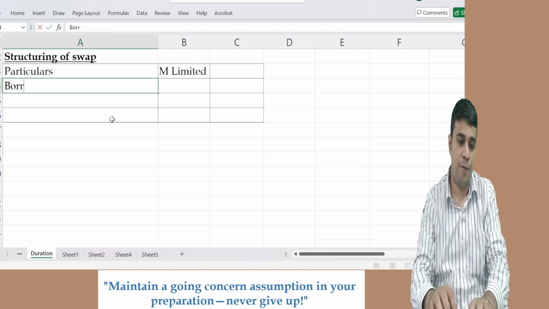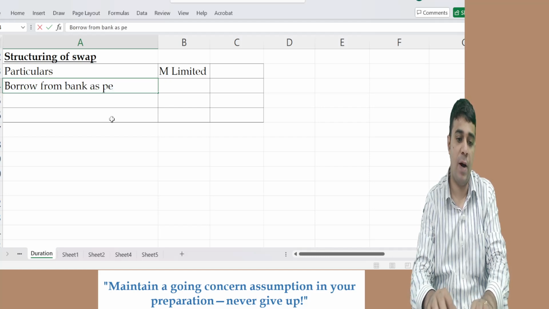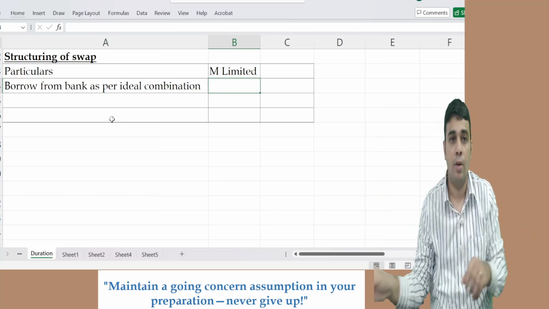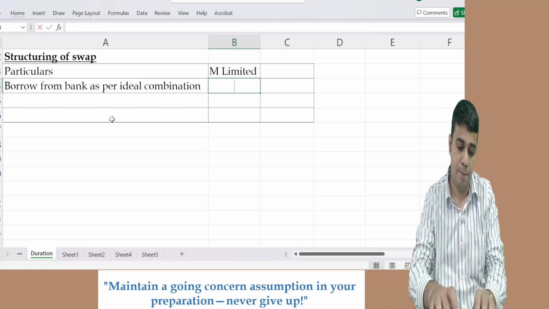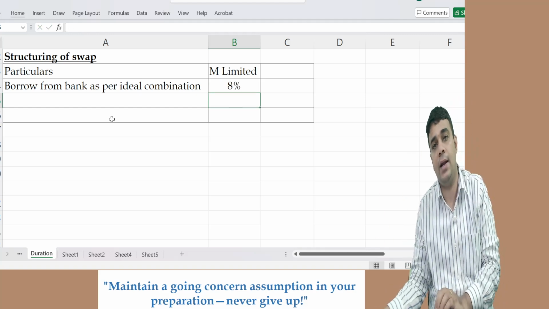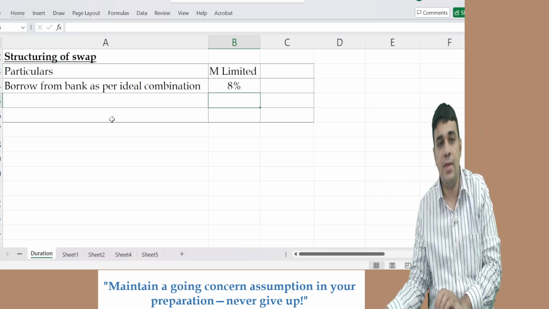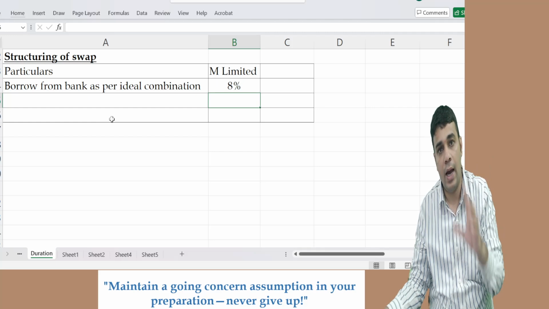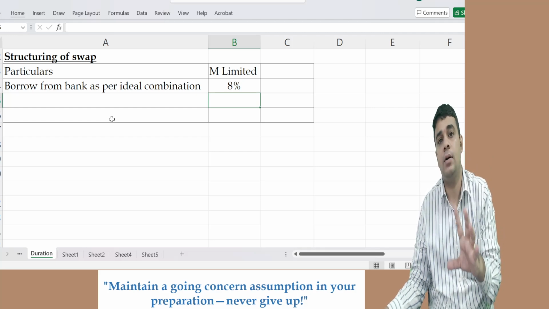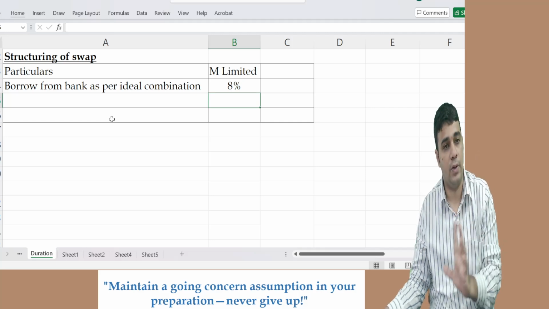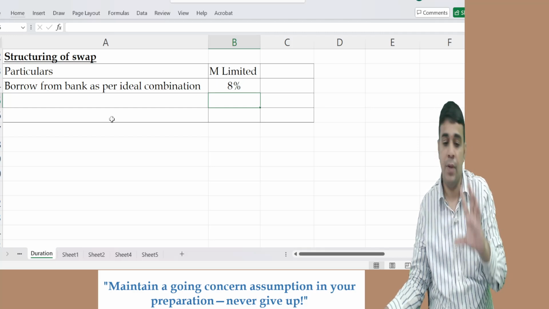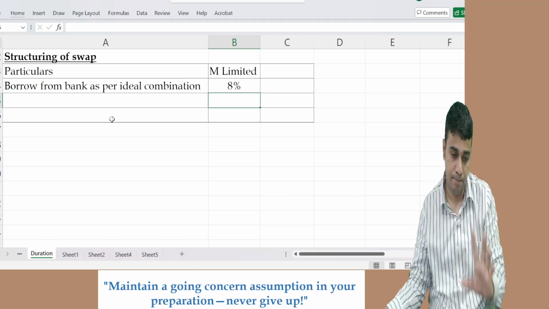Borrow from bank as per the ideal combination. Please check the ideal combination and tell me, in that, M will borrow at what rate? 8%. When this happened, M got irritated because M wanted a floating rate. I told them, don't worry, I will do something by which this fixed will become floating. So they borrowed from the bank as per the ideal combination. The other company also has to do as per the ideal combination only.